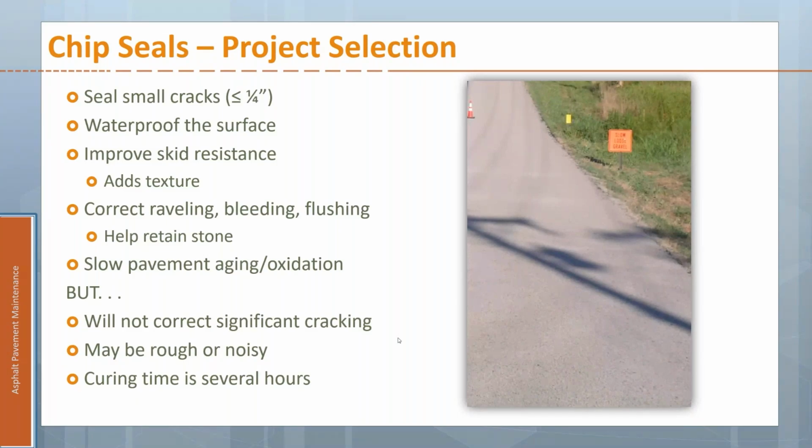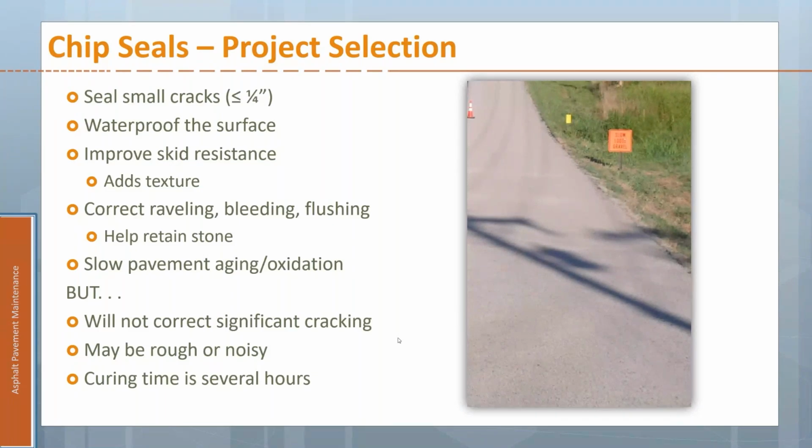The thing it will not do is correct major cracking issues. It's not going to do a whole lot for those structural failures like fatigue cracking, any longitudinal cracking in the wheel path. This is not going to be strong enough to counteract that. The biggest complaint about chip seals, I think, is that it's a rougher texture, which again does give us more skid resistance, but it can be noisy. And it's not quite the same effect as a paved road.